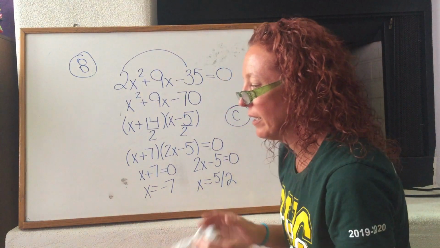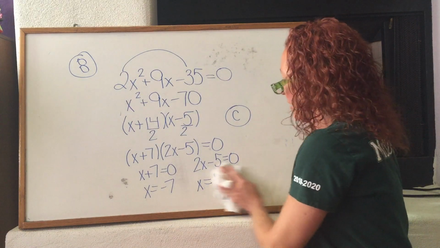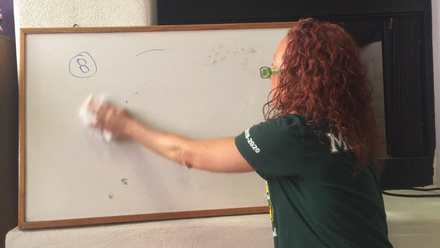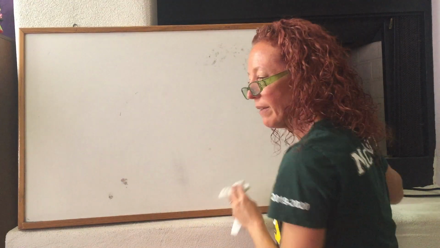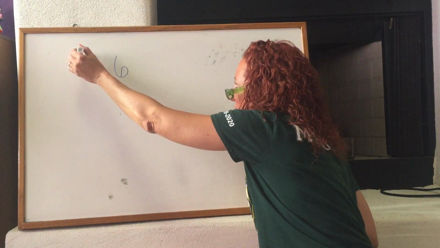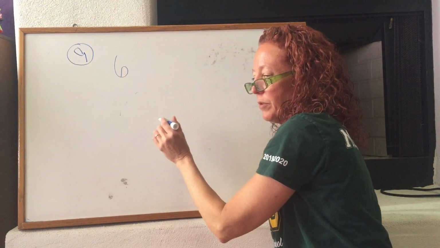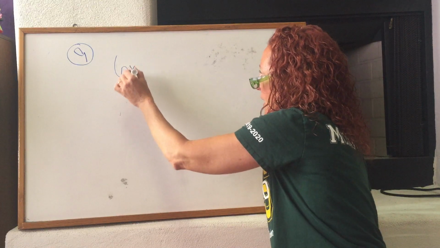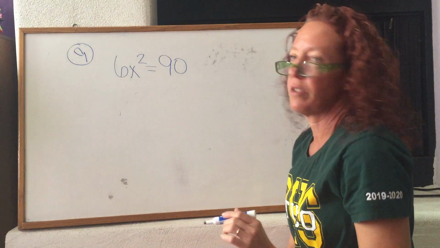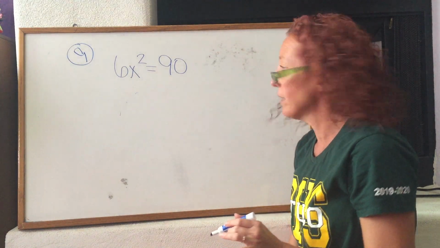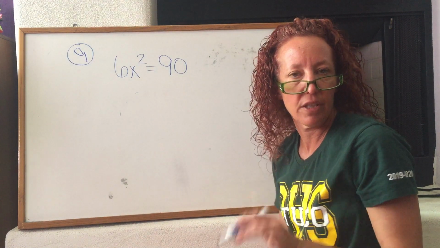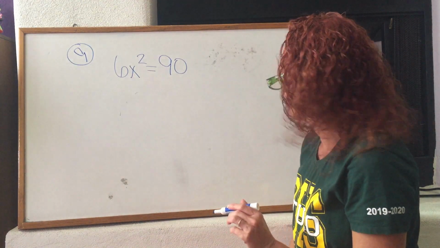Number 9, it looks like they did it by the square root method. You have some options. Here, would it factor? I don't know. I probably wouldn't do question 9 by factoring. I would probably just do square roots. So 6x squared equals 90. This goes back to a lesson from chapter 10. No, that's a lie. Chapter 11, section 11.1, the square root method.